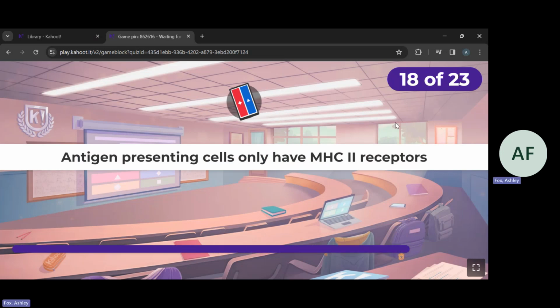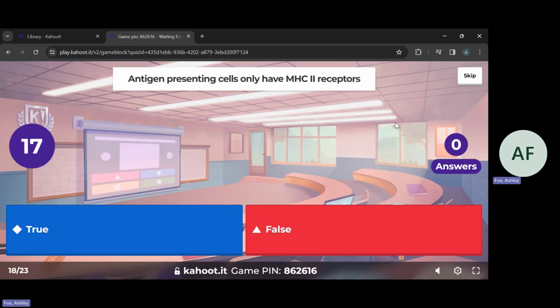True or false? Antigen presenting cells only have MHC2 receptors.